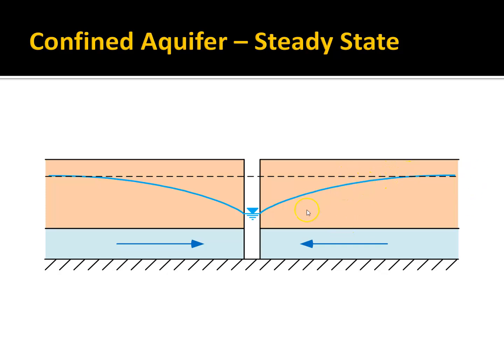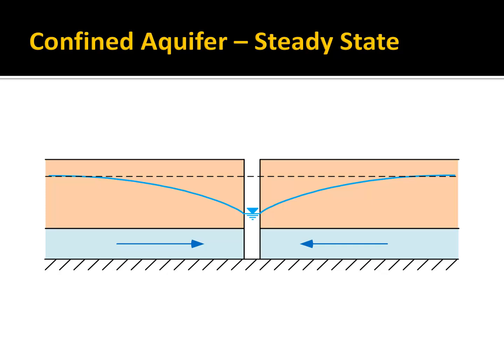So this is the saturated part down here, but that represents, if you were to drill, say, a monitoring well over here, the height to which water would rise. So it describes how the head down here in the confined aquifer varies as you go away from the center of the well.